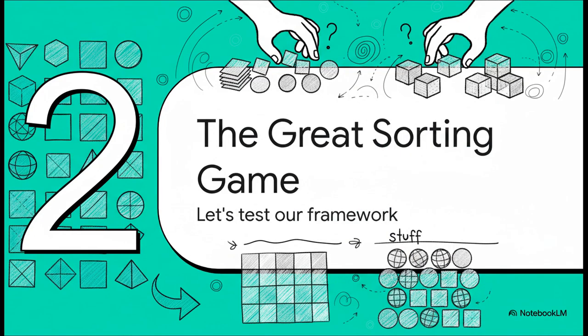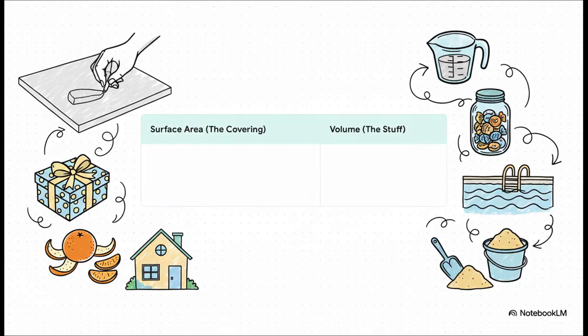Okay, so that's the theory. But let's be real. The best way to get this to stick is to actually use it. So we're going to play a quick sorting game to put our new covering versus stuff idea to the test. See if you can guess where these go. All right, here's our board. On the left, we're going to put everything that's an example of surface area, our covering. And on the right, we'll put all the examples of volume, the stuff.